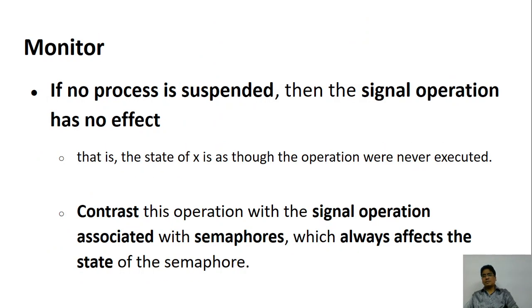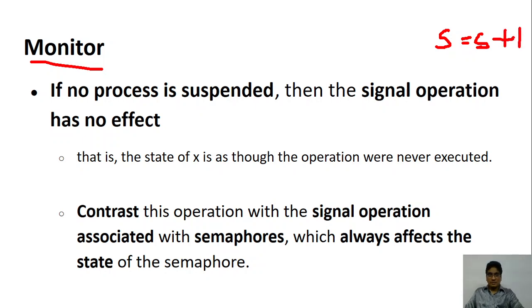Now, what happens if you call wait and signal on the semaphore? When you call wait on a semaphore, s is equal to s minus 1, provided s is not less than 0. And the signal is s is equal to s plus 1. Remember, there is one subtle difference between the monitor and the semaphore. In the semaphore, if you call signal, then without checking anything, it is going to say s is equal to s plus 1.